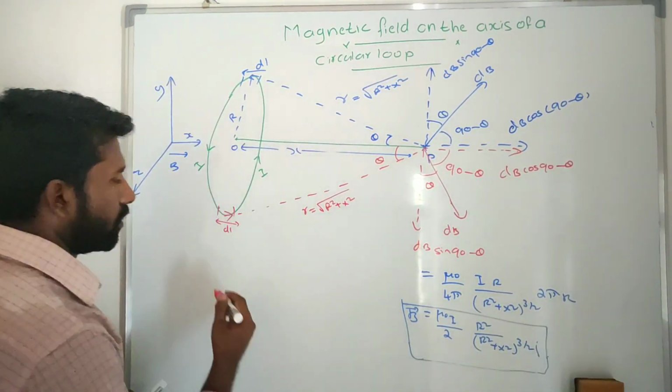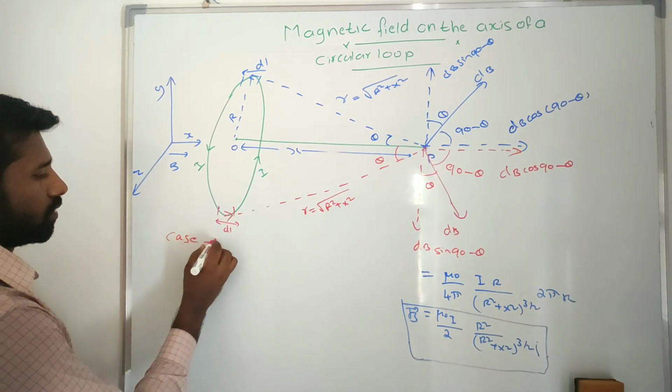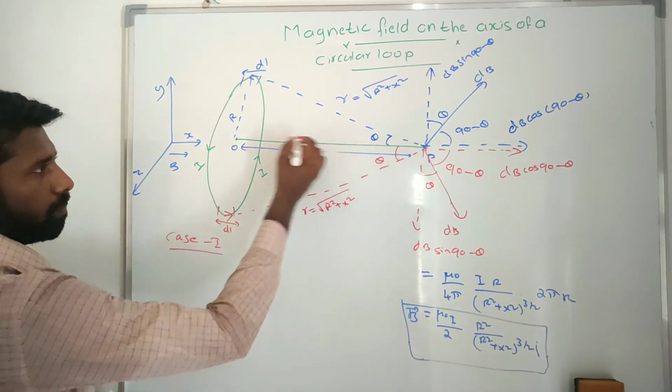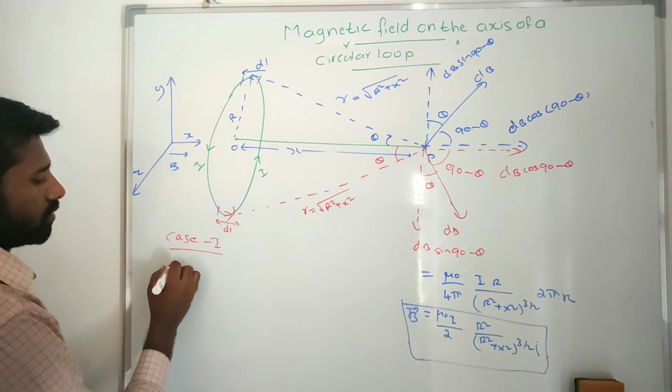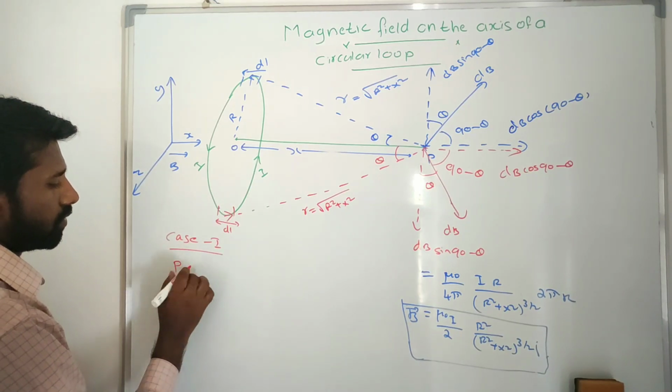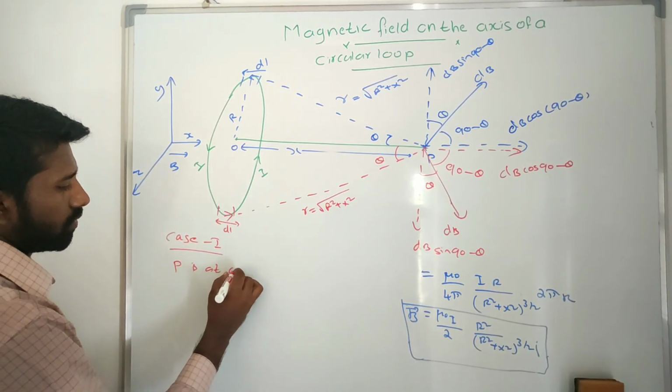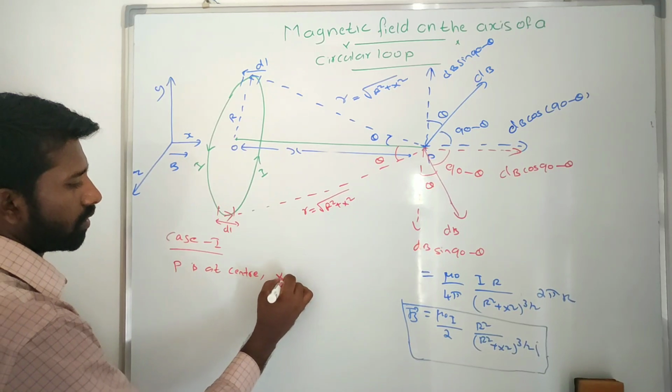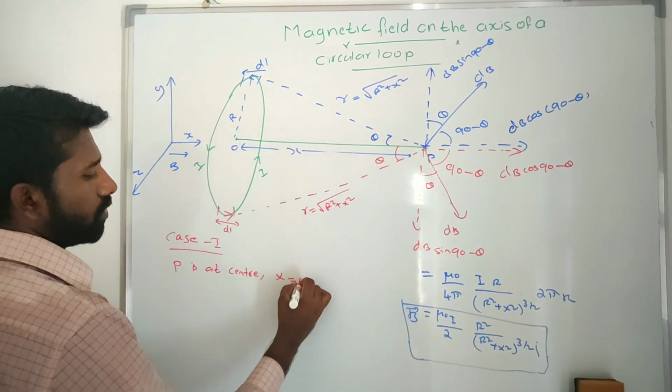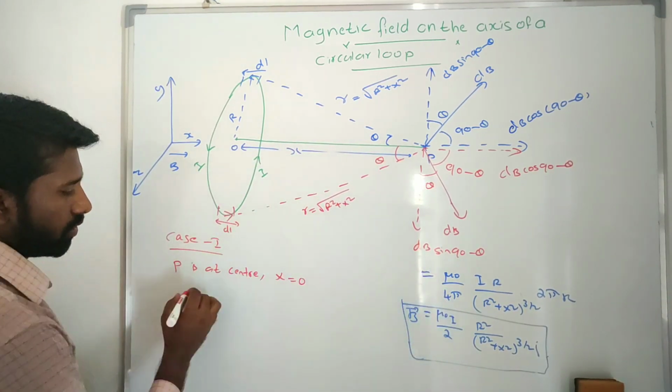So first case, case 1. If the point P is at the center, that means P is at center. If P is at center, what about the X value? This X is to be 0. If the X is 0, what about this B?